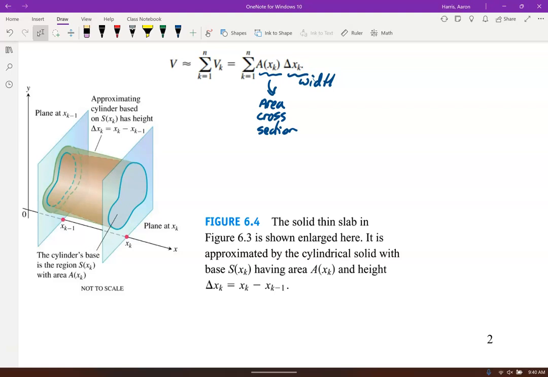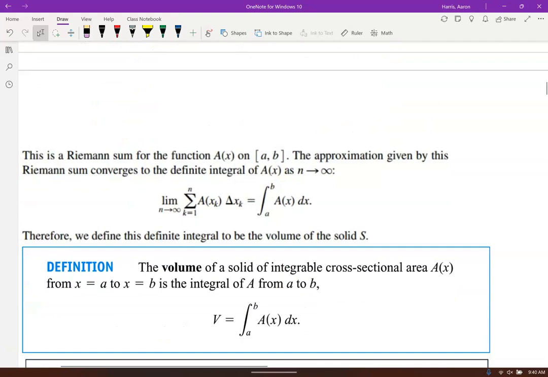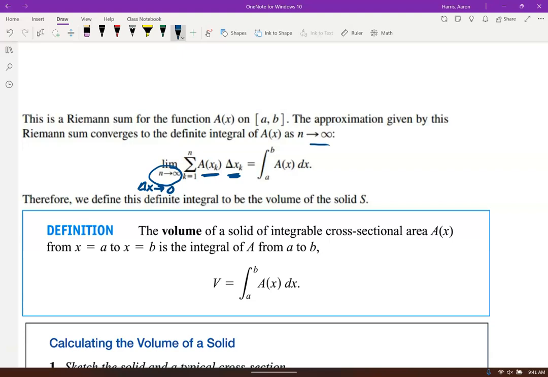In other words, a limiting process. If we just add them up having sliced the pieces of bread, we may have a little bit of error in there. So we run that limiting process just like we did when finding the area under a curve. The limit as the number of cross sections goes to infinity, which is the same thing as the width going to 0. We use this limiting process of the area times its width, and that gives us the volume.